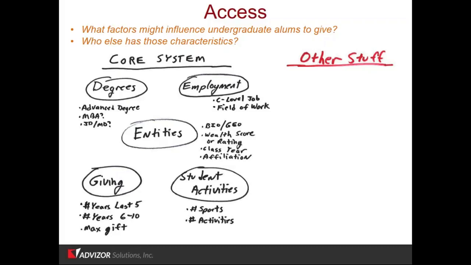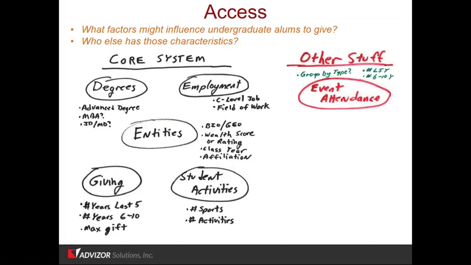We ran a webinar on this about a year ago, which is a pretty good run-through of that side of it. But for now, we're going to stay focused on higher ed. And there's other stuff, event attendance, which may or may not be in the course system. You don't care about all the events, but you want to look at recency. In the last 5 years, how many events have they been to? 6 to 10 years back, which events?